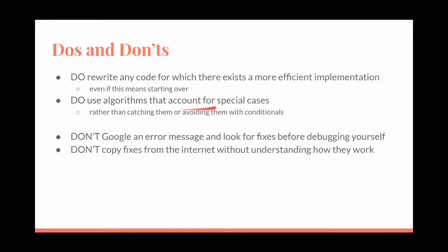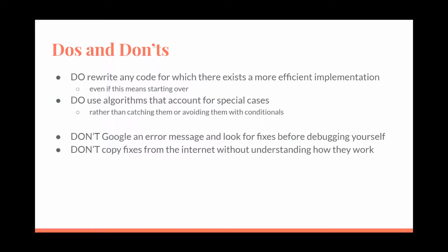Do use algorithms that account for special cases, because a lot of the times when people come to me with code that doesn't work, I will see that they used an algorithm that solved the problem, but there are a lot of cases that aren't accounted for. And so what people will do to account for those special cases is either try and catch them, which is, in my opinion, the ugly way of doing it, or they'll put a conditional before they execute the algorithm that checks if it's that special case.